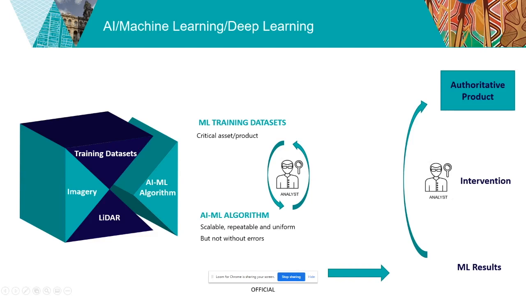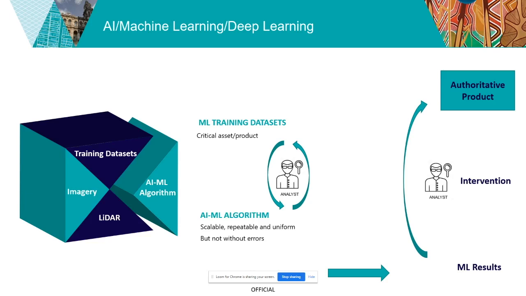And thirdly, we have artificial intelligence, machine learning or deep learning, which is just a tool that we use for feature extraction with great opportunity. It is scalable, it's repeatable, it's uniform, and replicates usually a fairly simple human analyst task, such as extracting a building footprint from ortho imagery. But it's not without errors.